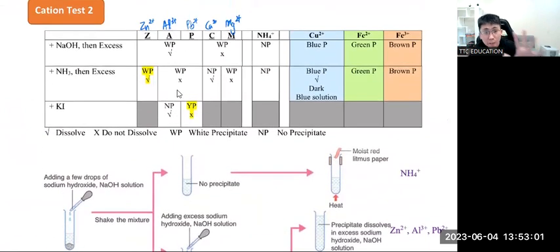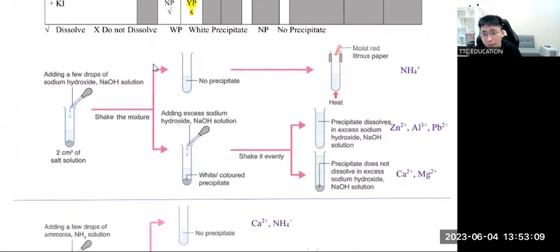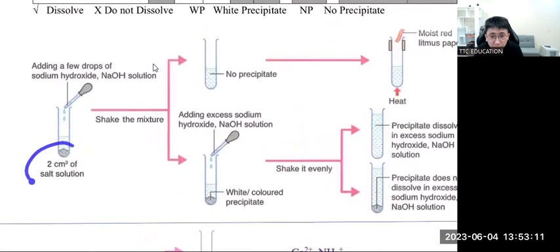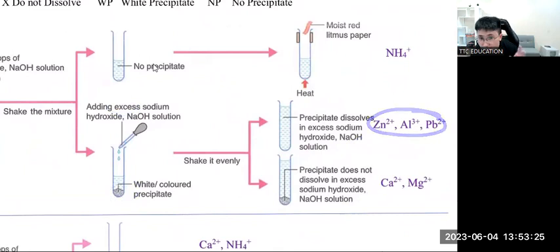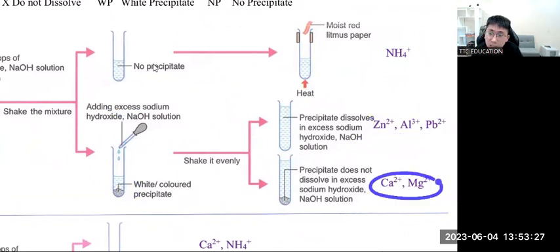This table is a simplified version of all the observations, WP with a tick, WP with a cross. Tick and cross stand for soluble or insoluble. That's how you see it. I add a bit, get a white precipitate, but then I add excess. My white precipitate will either dissolve or not dissolve, two different possibilities. If it dissolves, my answer is ZAP. If it does not dissolve, my answer is Ca or Mg.